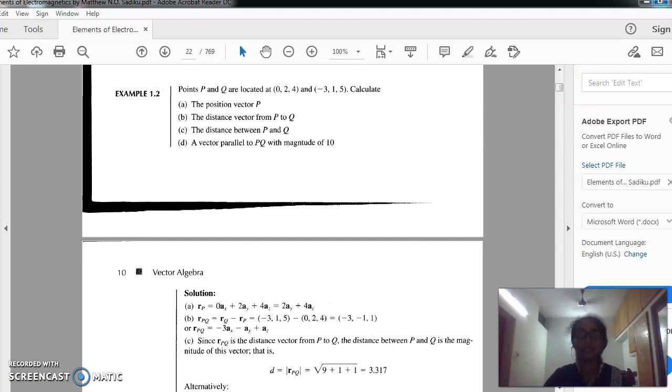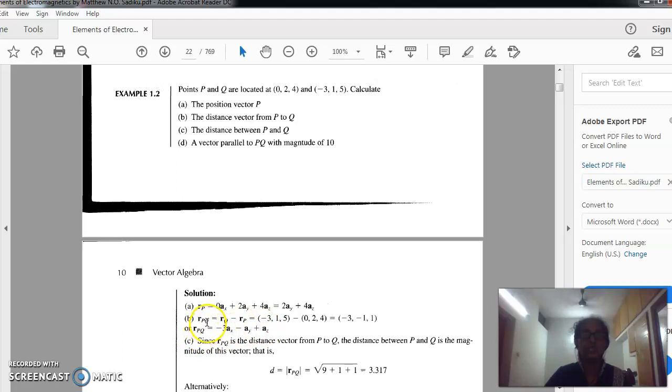So how do we find that? See, position vector. First it is found for point P. It is OP, so you join it to the origin. When you join 0, 2, 4 to the origin, what do we get? See how it is found. Here it is 0 itself, so 0 minus 0, that is the same point, 0 plus 2ay plus 4az. That is the position vector of point P. Similarly, the position vector of point Q will be minus 3ax plus ay plus 5az. Okay, so you get that.